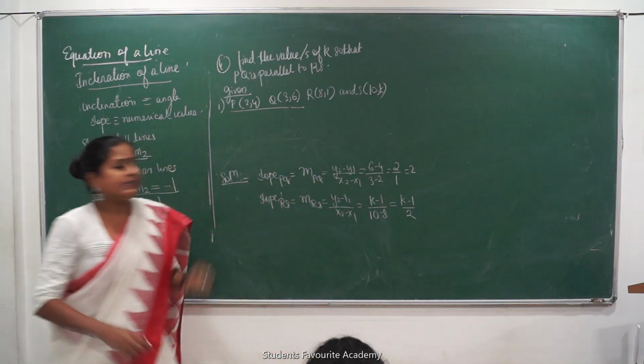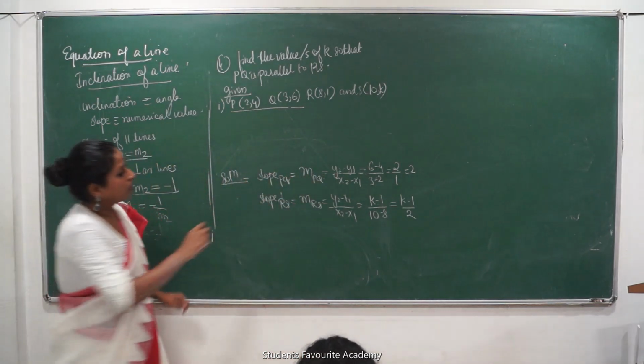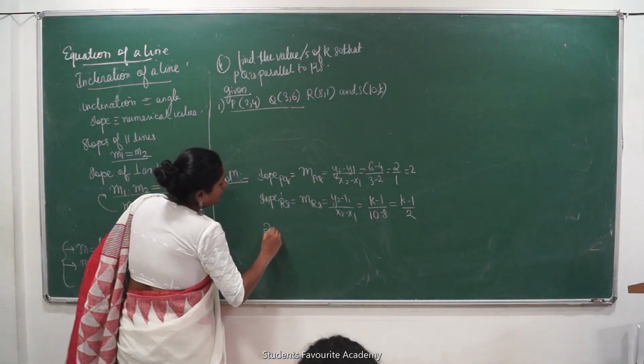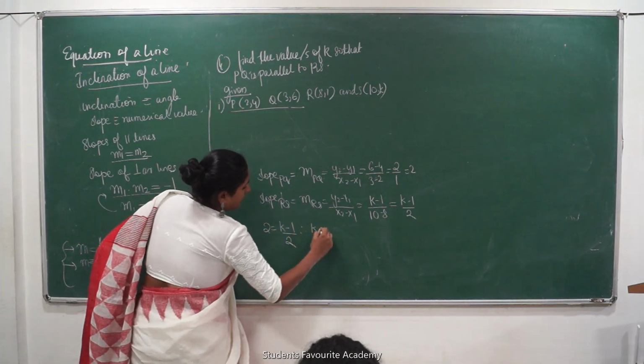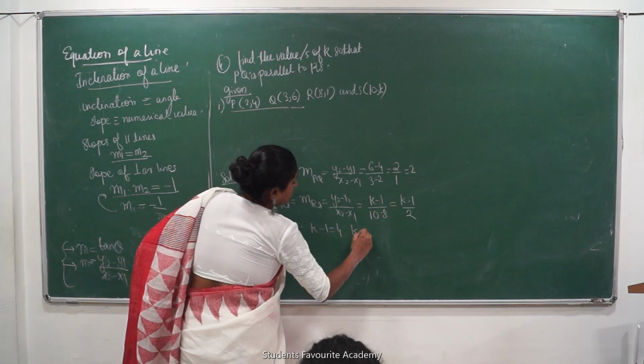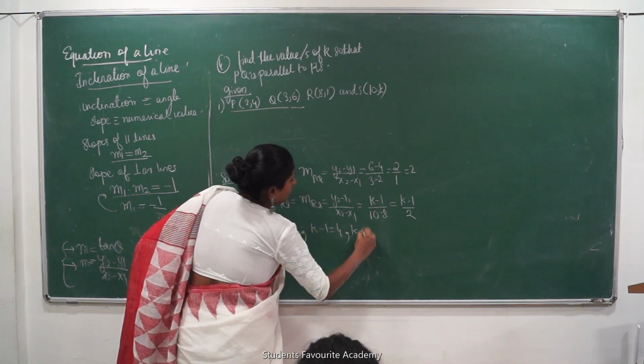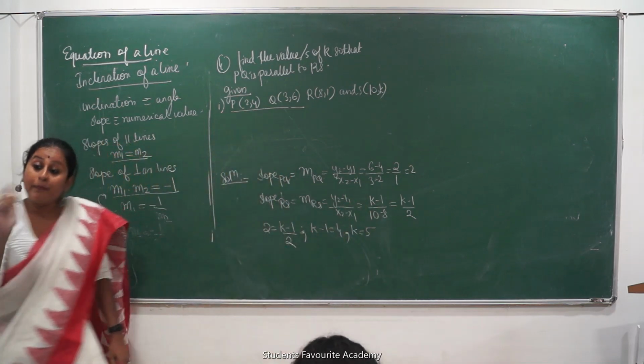If these two lines are parallel to each other, the slopes will be equal. So can I say 2 is equal to k minus 1 upon 2? So therefore k minus 1 is equal to 4, k is equal to 5.